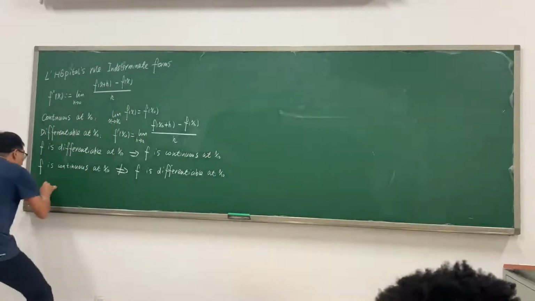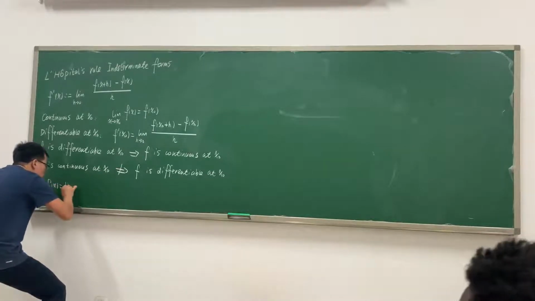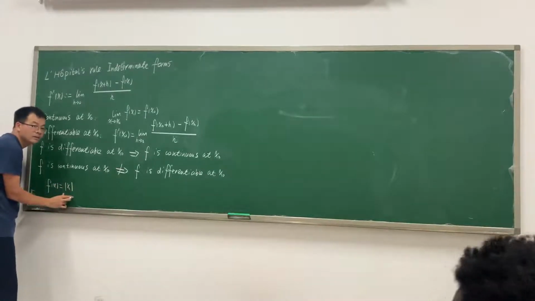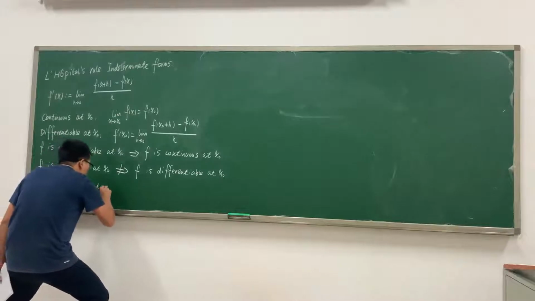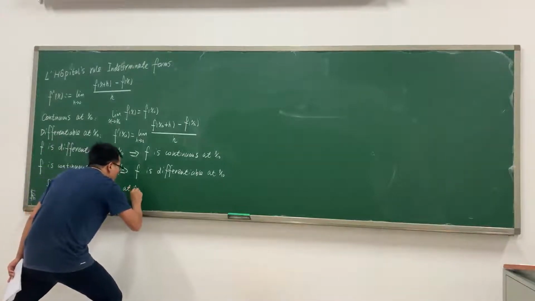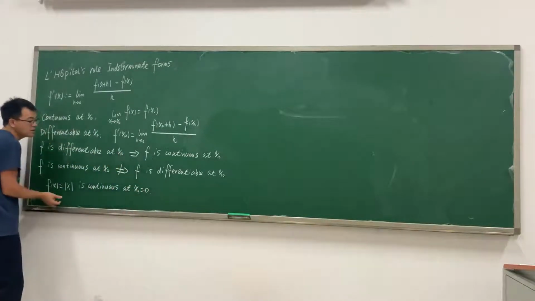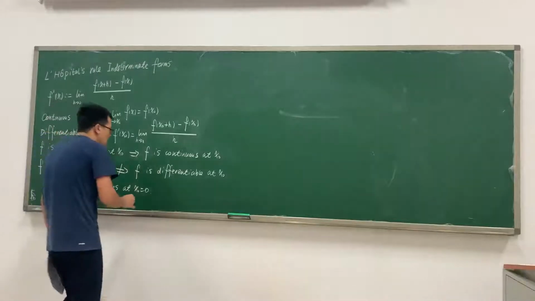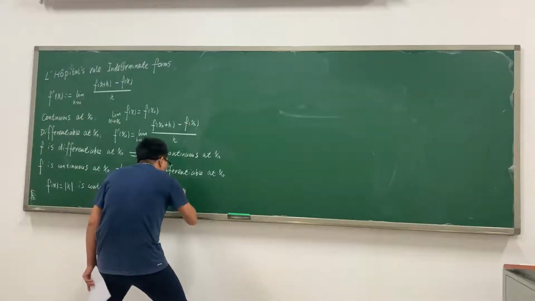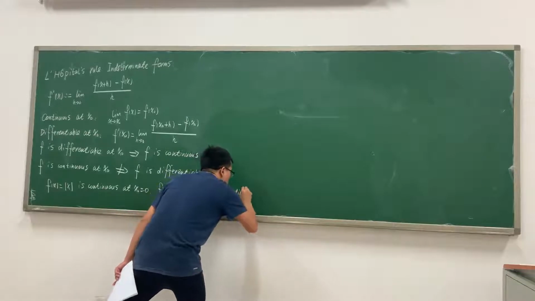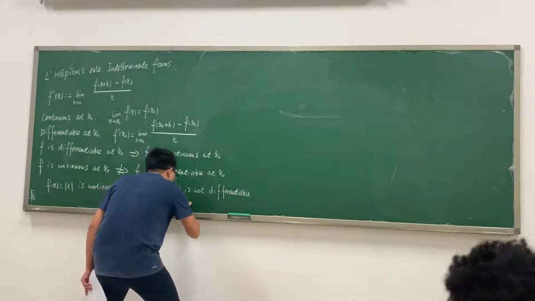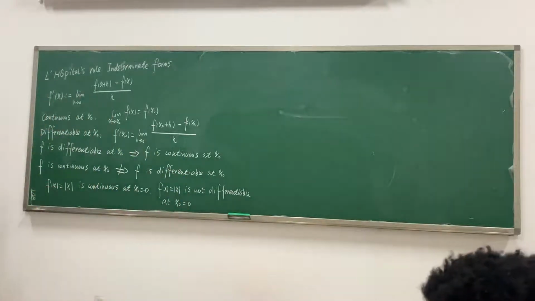For this example, f(x) equals the absolute value of x. This function is continuous at x0 equal to 0. This function is continuous at this point, but it is not differentiable at x0 equal to 0. So this is the relationship between differentiable and continuous.